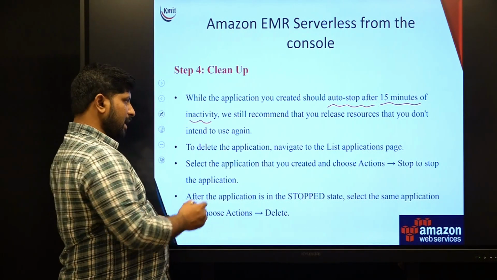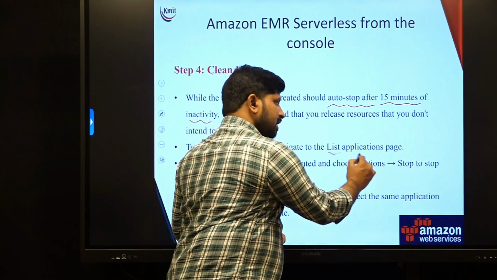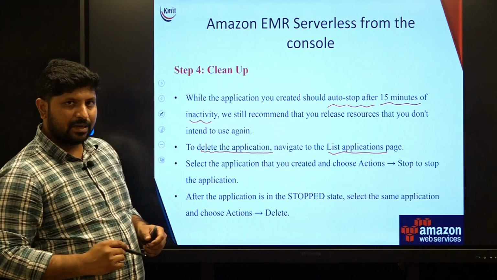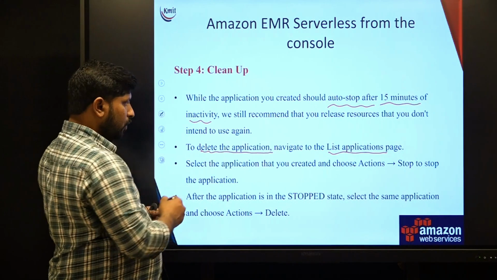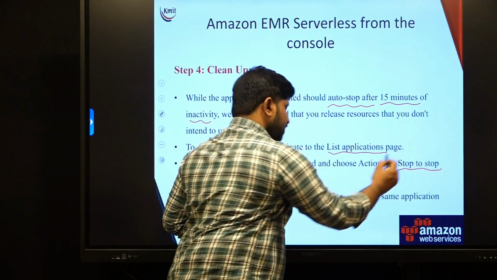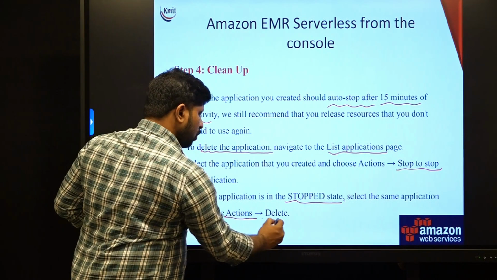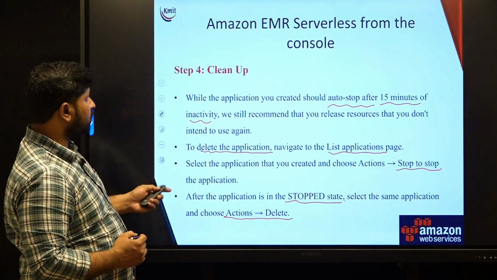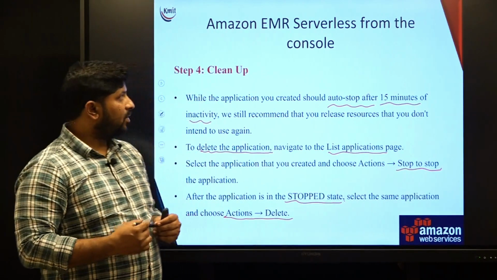In case you want to delete, you can delete the application by navigating to the list applications page. On the list applications page, you can select and delete the application which is inactive. Once you are on the list applications page, first you need to stop the application. Then once the state has changed to stopped, you can go to actions and delete the application. So these are the 4 steps if you are working with the AWS console for serverless.